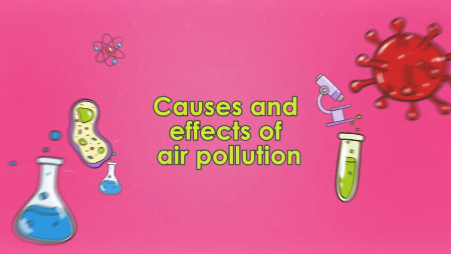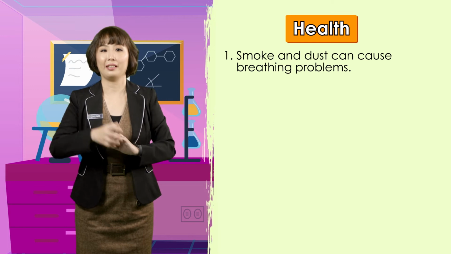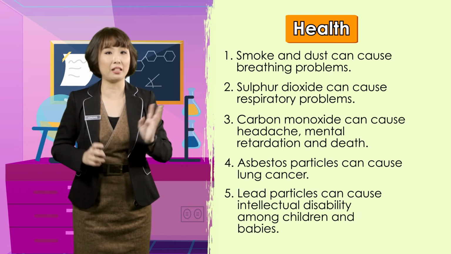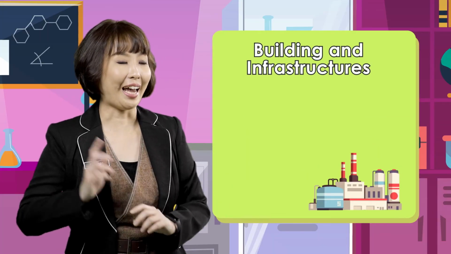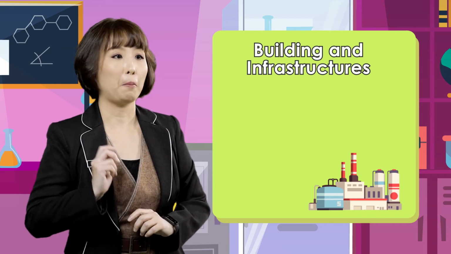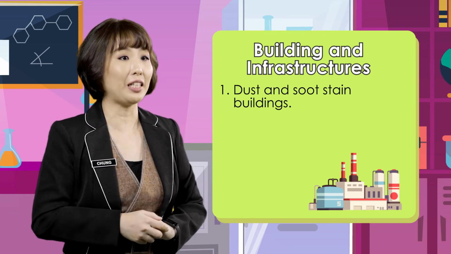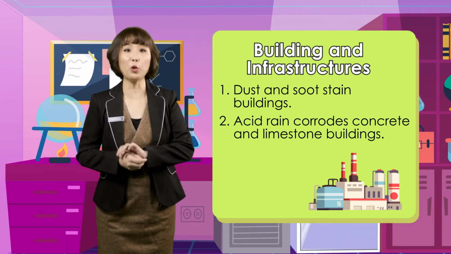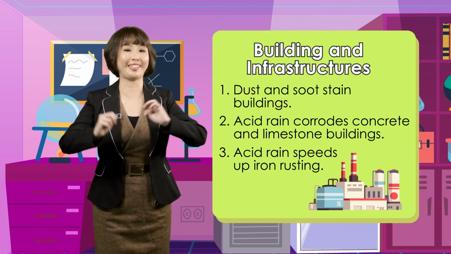Now, let's discuss the causes and effects of air pollution. Smoke, dust, sulfur dioxide, carbon monoxide, asbestos particles, and lead particles can all cause various health problems as shown here. Buildings and infrastructures will also be affected by dust and acid rain. Acid rain is caused by sulfur dioxide and nitrogen oxide from the factories. Acid rain can corrode concrete and limestone buildings. It will also make the rusting of iron faster.